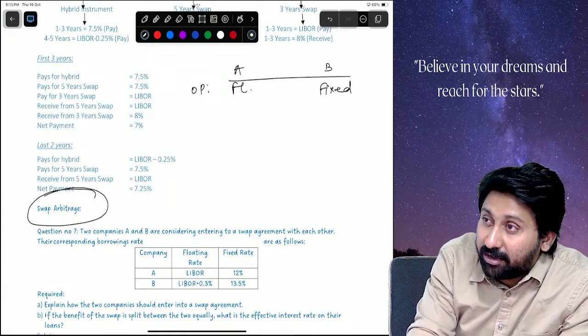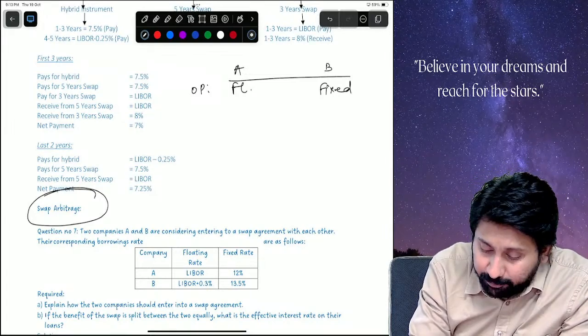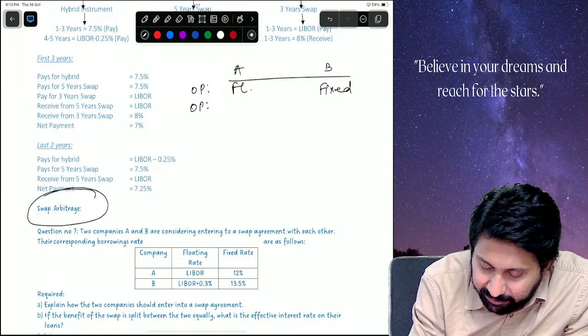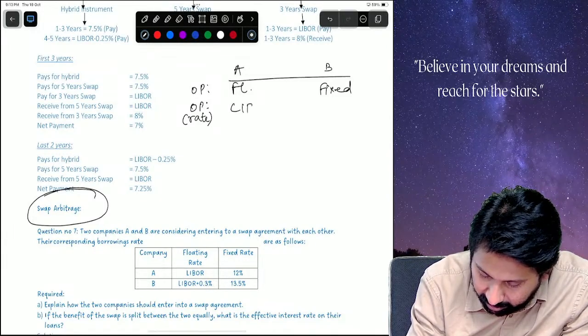Participate. A go for? B go for? Why, did you understand the concept clearly? Yeah? The original position is floating and fixed. Okay. Original position, tell me the rates. Floating, LIBOR.